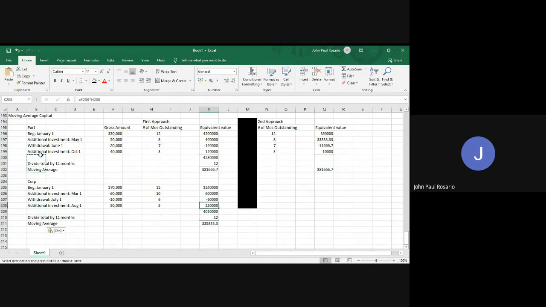As you can see, simply, multiply the two of them. In these other things, multiply. And then add them. And then divide by 12.